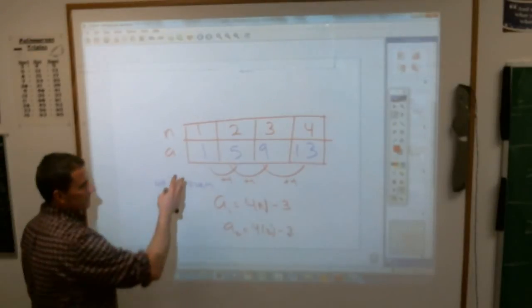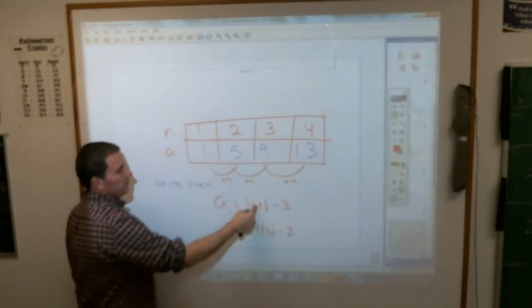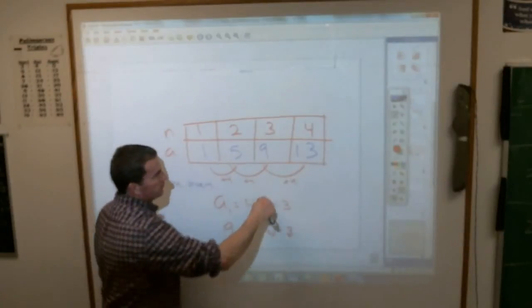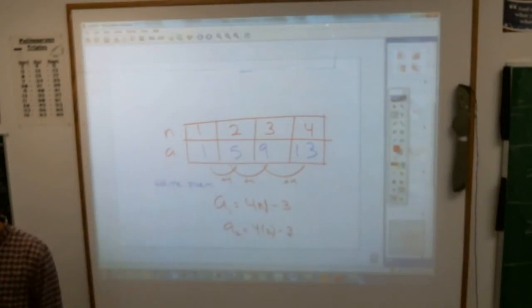If it's adding, it's going to be multiplying. If it is multiplying, it's going to be powers. Feels very good about that. And then there's some that don't feel good.